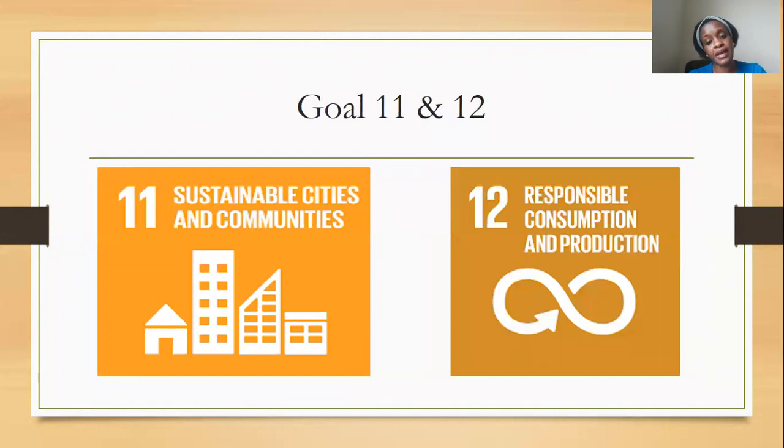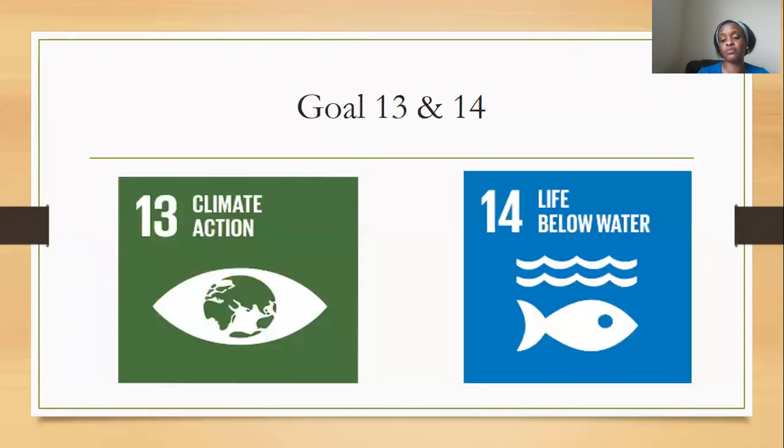Goal number 11, how can we use technology to ensure we have sustainable cities and communities, meaning using sustainable materials to build and design cities and communities to ensure that we protect the environment and the health of people in those cities and in those communities. Goal number 12, how can we ensure that we're not producing more than we consume or consuming more than we produce, that we have a kind of balance or equilibrium in our consumption and production.